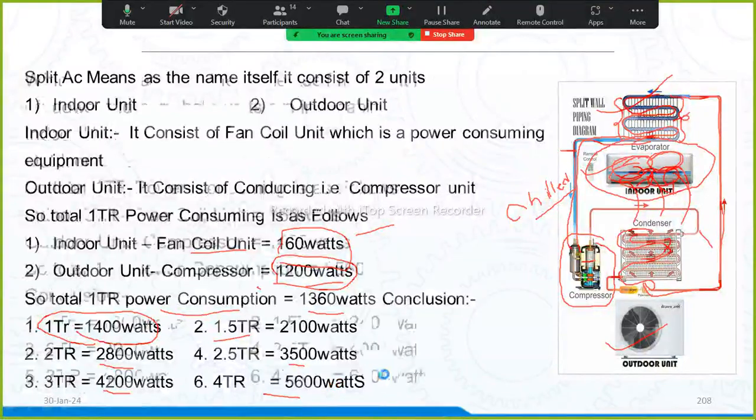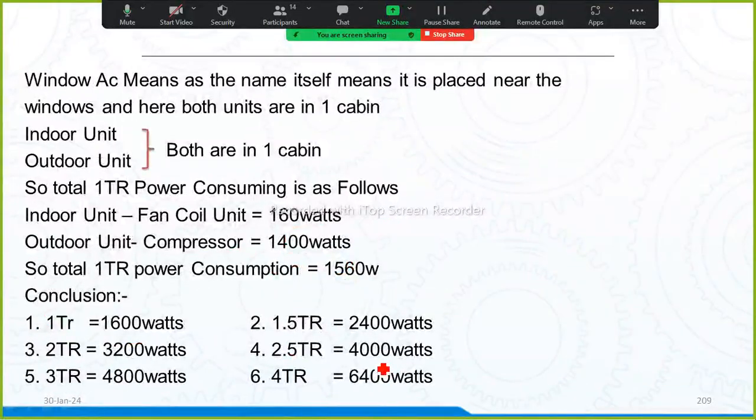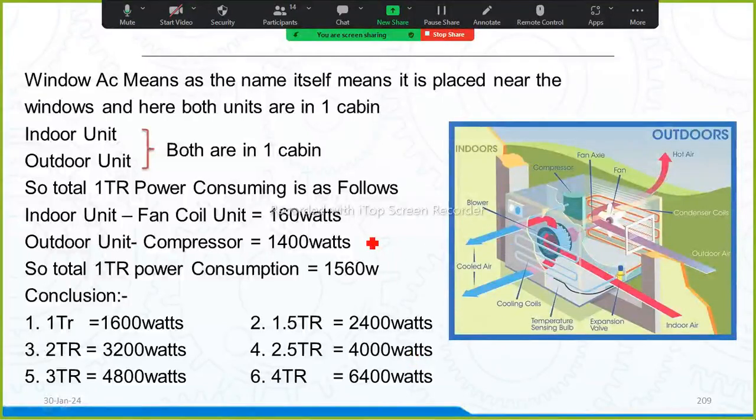Now the same way when it comes to window AC. First of all, what is window AC? As the name itself says, it is all in one unit. As we have seen in the older buildings or government buildings, we see this kind of AC, window AC. In the window AC, everything is in one unit. A window AC means the fan coil unit, compressor and condenser, everything will be in one unit only. As the name says, window AC is placed near the windows.